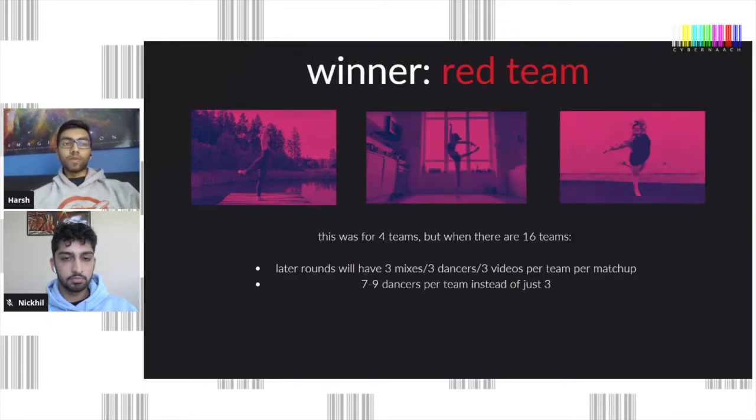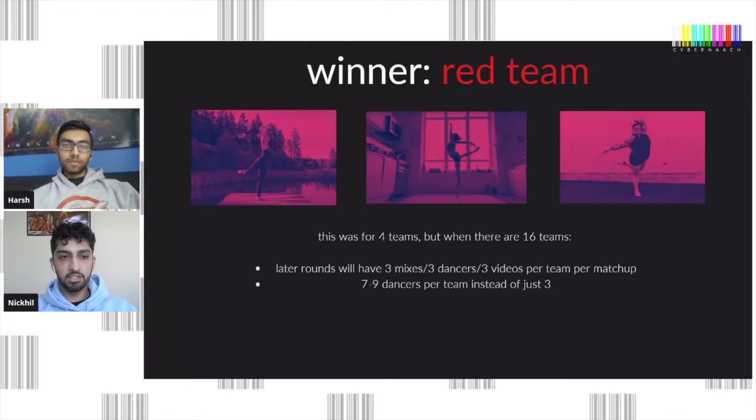and they win everything in this 4-team bracket. Obviously, for a larger bracket with 16 teams, let's say, the next 2 rounds in semifinals and finals would have 3 videos, 3 mixes, and 3 dancers per team per matchup. And so as a result, the overall number of dancers is going to be between 7 to 9 per team overall instead of just 3.